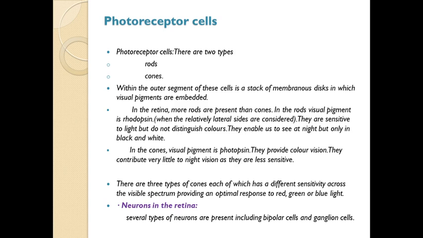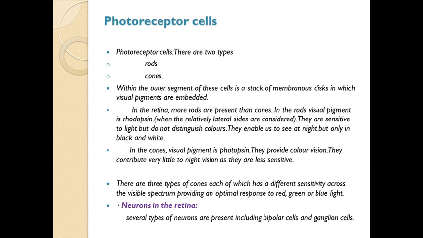So, when we consider the outer segment of these cells, they contain stacks of membranous discs. Actually, the arrangement of the outer segment in rods is rod-shaped, and that of the cones is cone-shaped. That is why the names have been derived. And these stacks of membranous discs contain visual pigments. In the retina, more rods are present than cones. When the overall number is considered, the number of rods is greater than the number of cones.